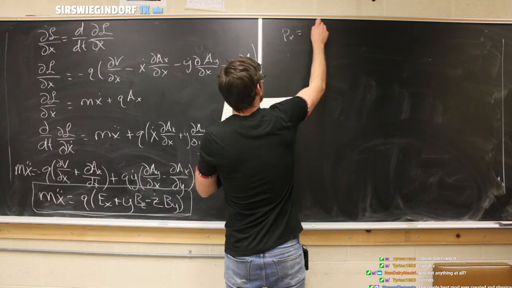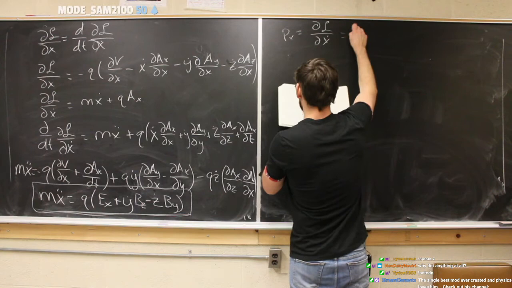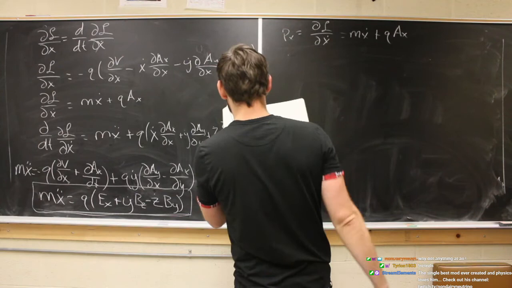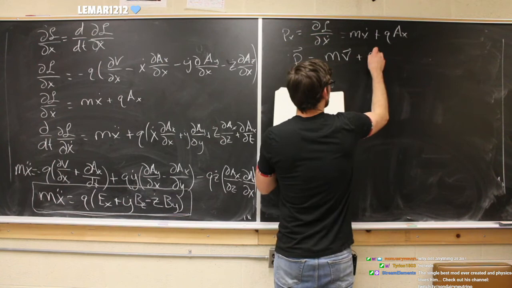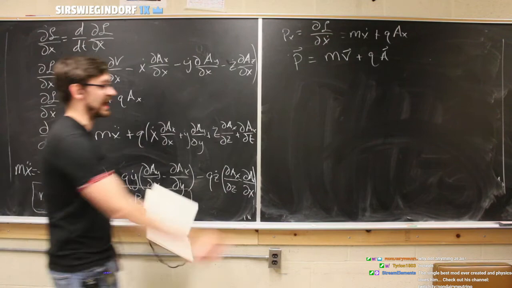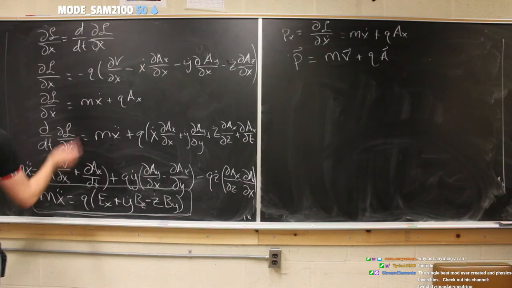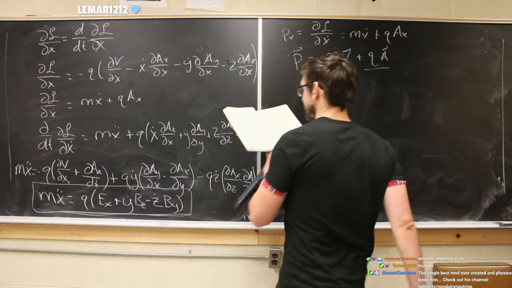p_x equals the derivative of the Lagrangian with respect to x dot. So I get m x dot plus q A_x. This is the x component of the momentum. And if you want to do it in 3D, this is the generalized momentum: m v plus q A, right? So the generalized momentum is the mechanical thing that we've dealt with in all the Atwood's machine and the ball on the cylinder and the blocks down the inclined plane. You get the mechanical stuff, but now we have something else that belongs to the magnetic field. Feels weird, man.